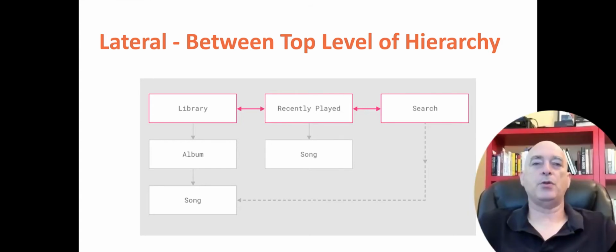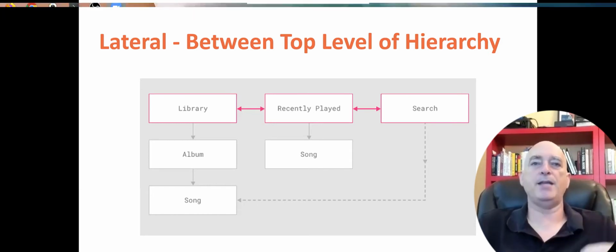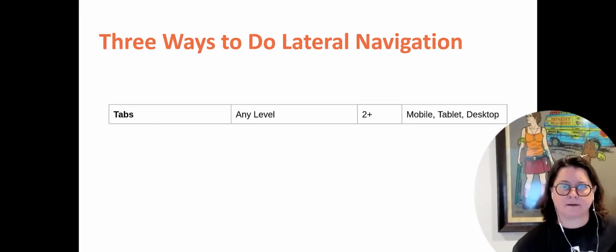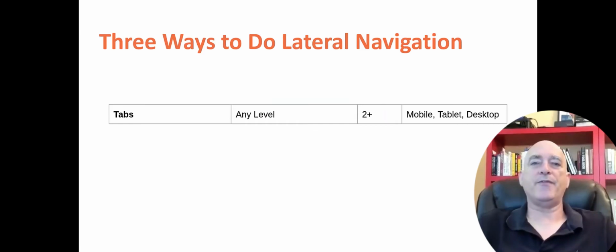Absolutely. And so lateral navigation refers to the top level major functions that you want your users to be able to get to. And so here they've got library, recently played, and search as being the major things that they want people of this app to be able to find. Now, how they go about that is there's three different ways that are standard. And there's a great book, Don't Make Me Think, which is all about this. And anytime you build an app, you do not want to invent a new way of doing something because users don't know you. They don't know your brand, and they're just going to give up. They're going to be very frustrated.